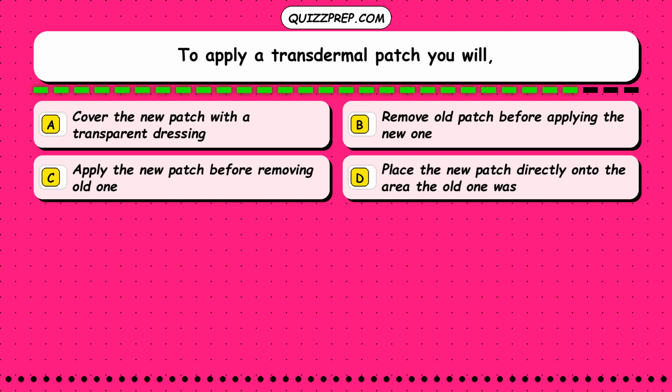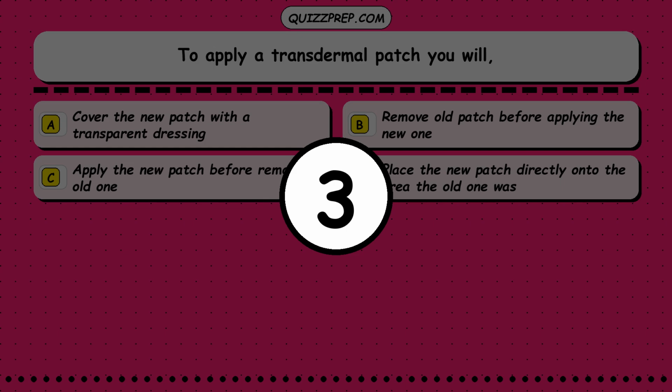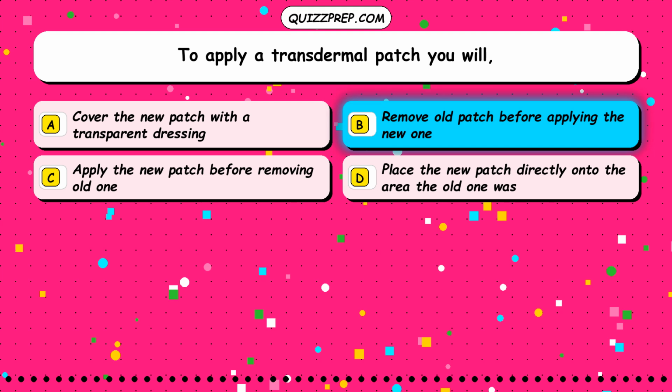Question 228. To apply a transdermal patch you will: Option A. Cover the new patch with a transparent dressing. Option B. Remove old patch before applying the new one. Option C. Apply the new patch before removing old one. Option D. Place the new patch directly onto the area the old one was. The correct answer is option B. Remove old patch before applying the new one.